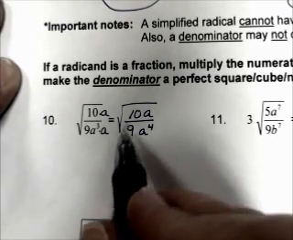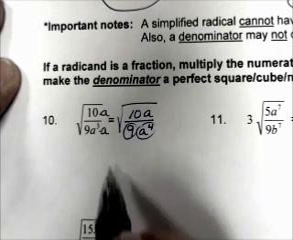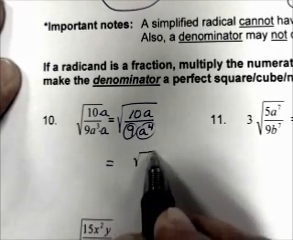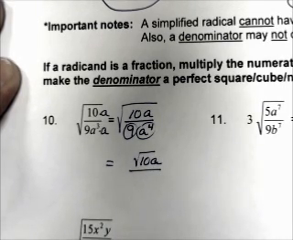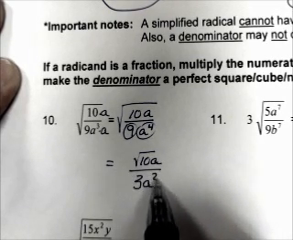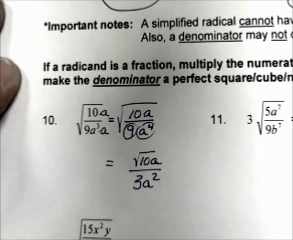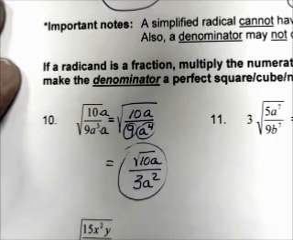Now take the square roots of our perfect squares. We have square root of 10a remains as a numerator, but now the denominator, its square root is 3a squared. So a radical in the numerator is okay, but not in the denominator.